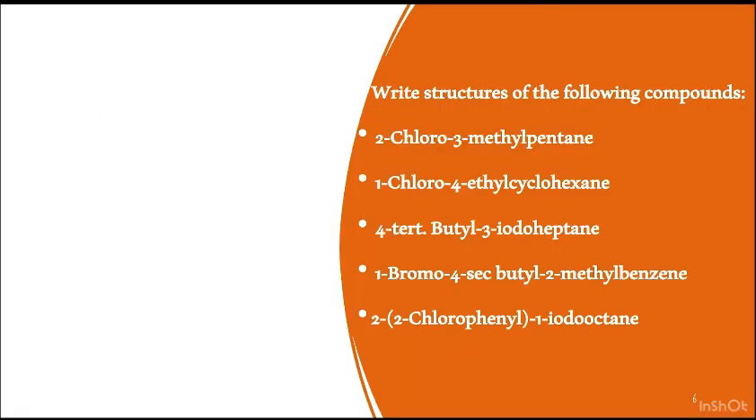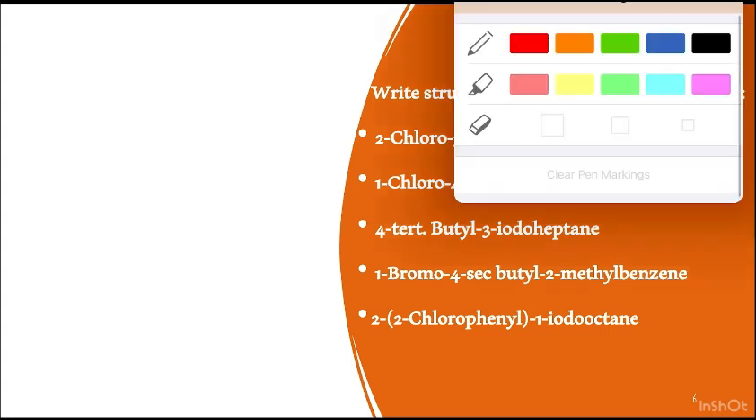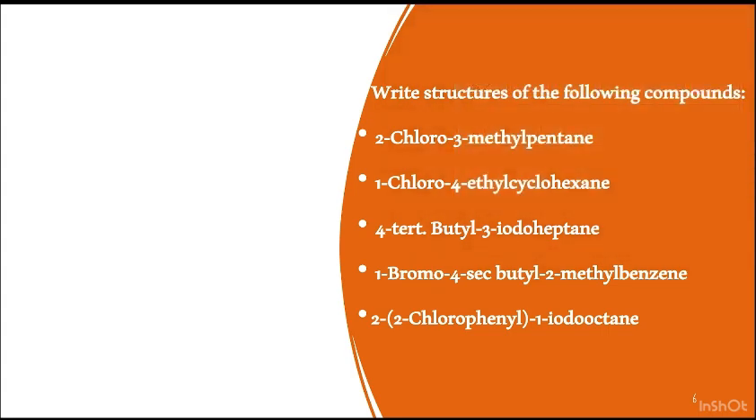Now here you can see that a different type of question based on IUPAC nomenclature is asked. They are giving you the IUPAC names and they are asking you to write the structures of these compounds. So let's try with the first one. 2-chloro-3-methylpentane. You can see the pentane is the parent compound. So 5 carbons, I will be writing 1, 2, 3, 4, 5. Pentane, single bonds. Start numbering from any side and then stick to it till the end.